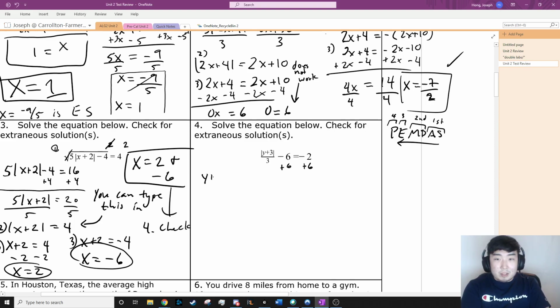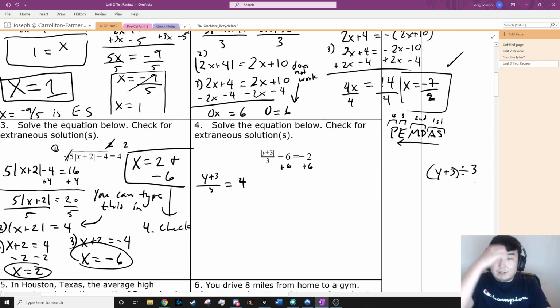So y plus 3 divided by 3 is equal to 4. And yes, this looks scary because we as mathematicians have been raised to be fearful of fractions, but really this is just the same as writing it like this. Y plus 3 is being divided by 3.